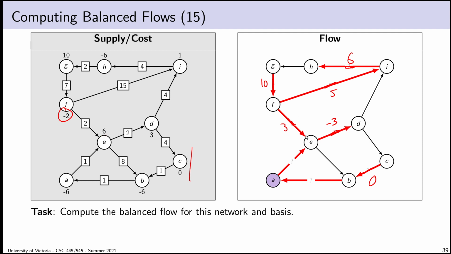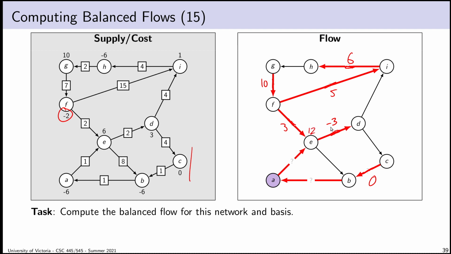And then I received 3 units from F. So E now has a supply of 9. And we have to be a bit careful about this negative number here. So I'm sending -3 units to D, which means I'm actually receiving 3 units from D. So my net supply is now 12.